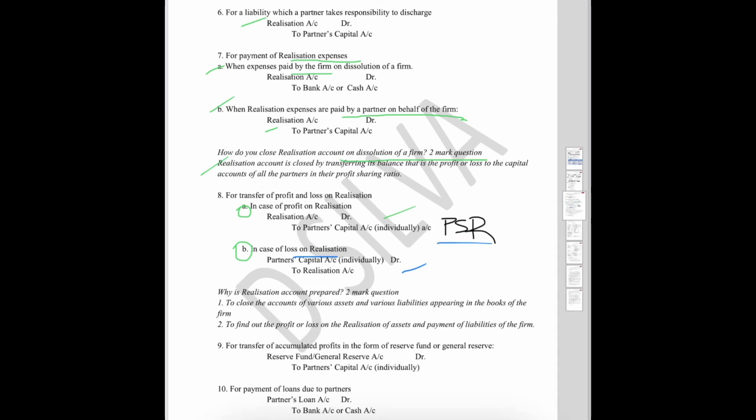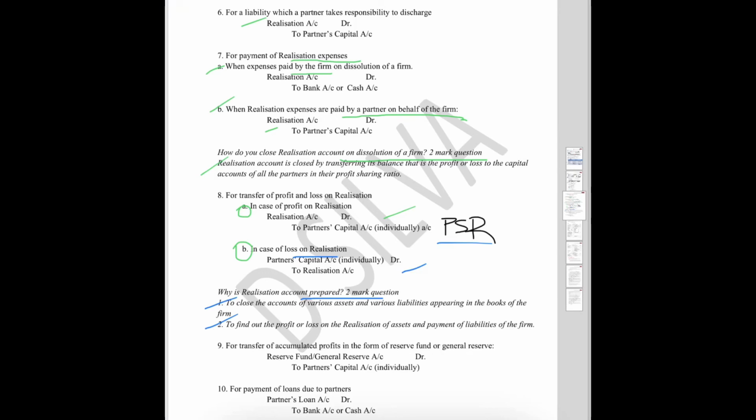Next 2-mark question. Why is realization account prepared? So you need to write the points. First and foremost, to close all the accounts of various assets and liabilities appearing in the books of the firm, and the second one is to find out the profit or loss on realization of assets and payment of liabilities.